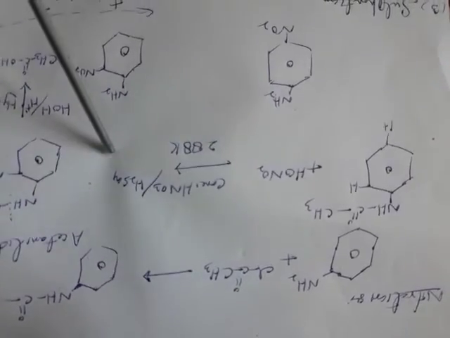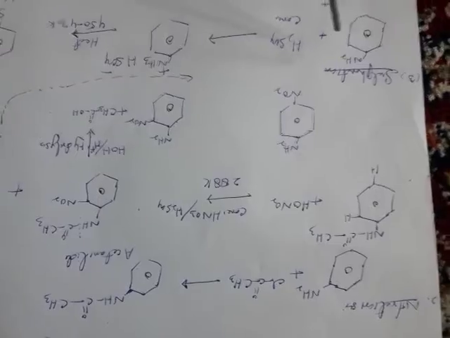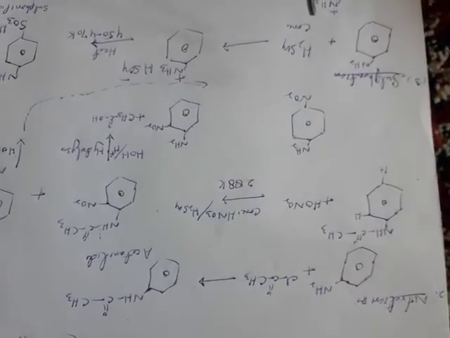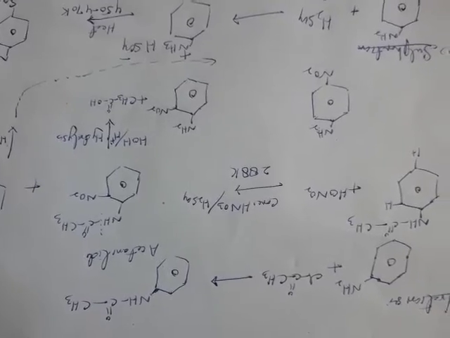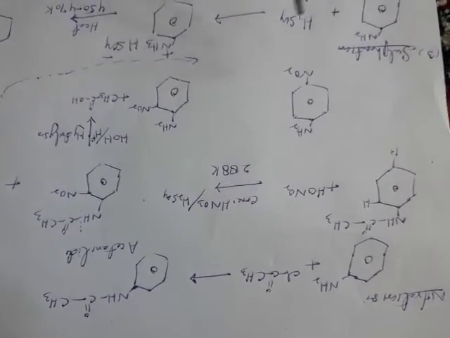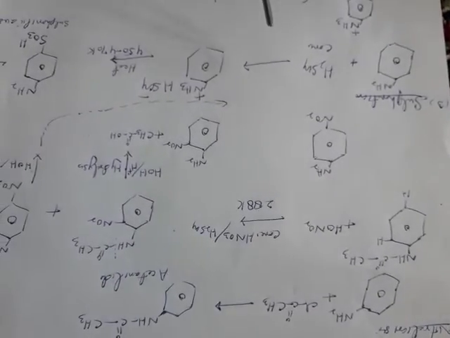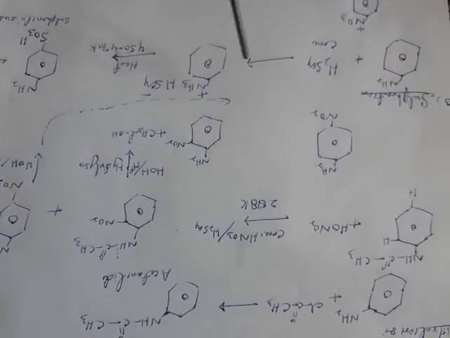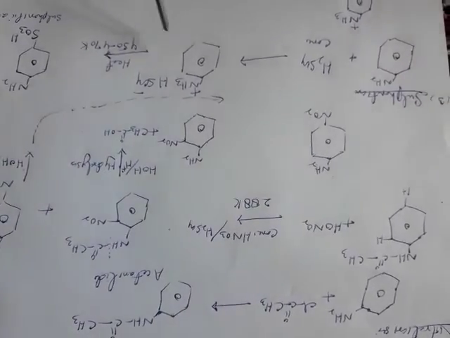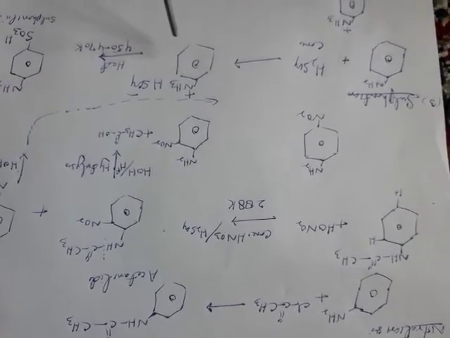Then another electrophilic substitution reaction is sulfonation. The sulfonation reaction is usually carried out using concentrated sulfuric acid. In this reaction, the product formed is anilinium, a quaternary ammonium salt, which we call anilinium hydrogen sulfate.